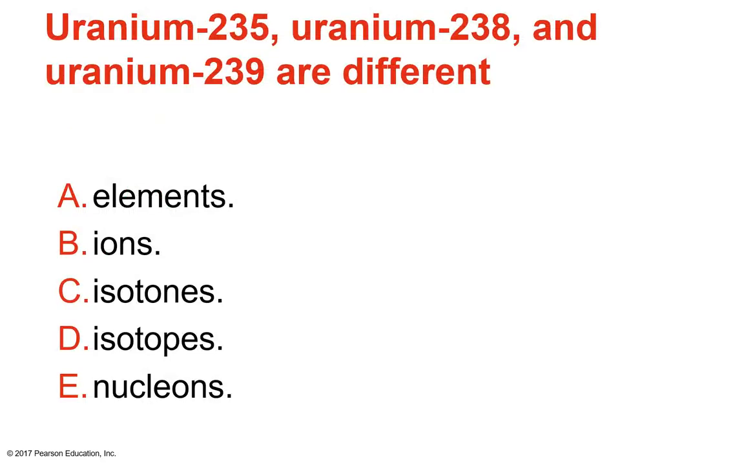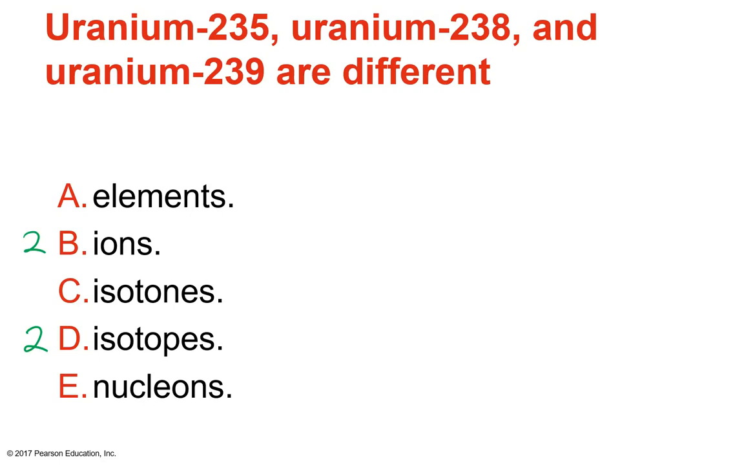Uranium-235, uranium-238, and uranium-239 are different whats? Well, they're all uranium, so they're all element 92. Uranium-235, plutonium-238. I'm going to guess. Okay, 2 people are right, 2 people are wrong.